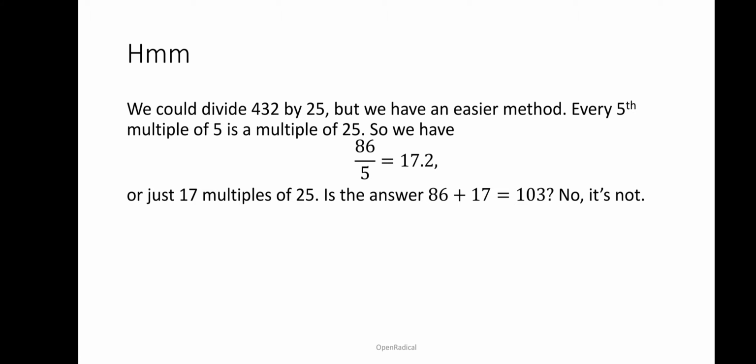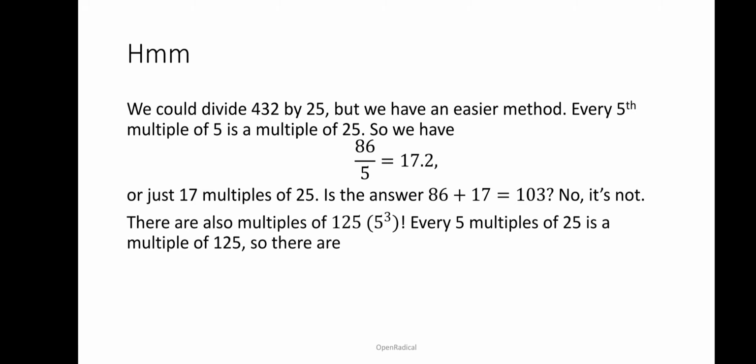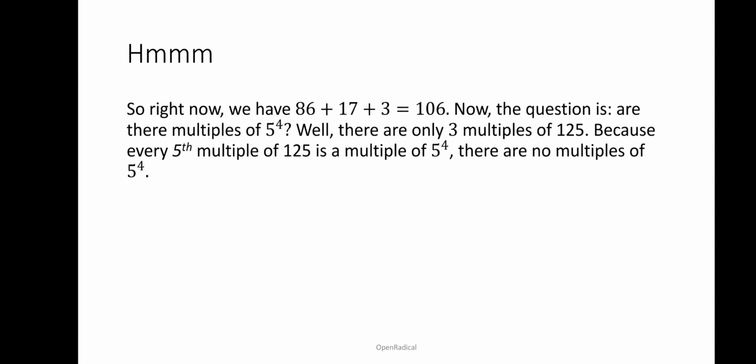No, it's not. There are also multiples of 5 cubed, or 125. Every 5 multiples of 25 is a multiple of 125, so there are 17 divided by 5 equals 3.4, or just 3 multiples of 125. Now, we have 86 plus 17 plus 3, 106. But are there multiples of 5 to the 4th? Well, 5 to the 4th is 625. 625 is bigger than 432, so the answer is no.